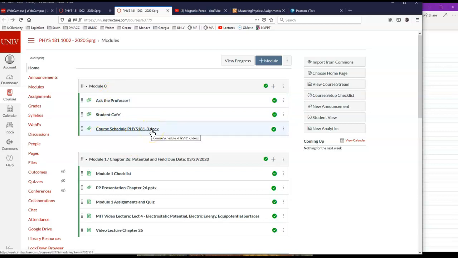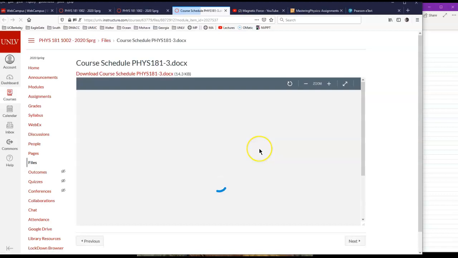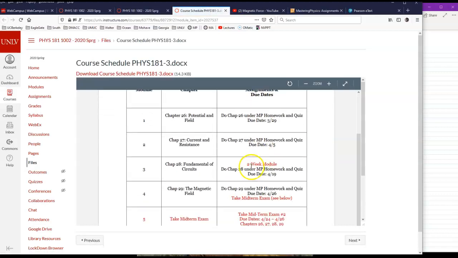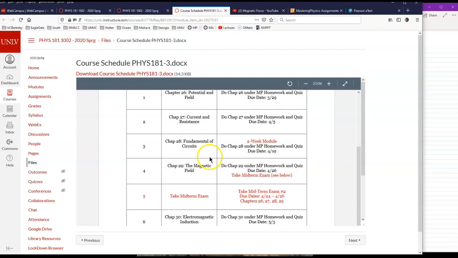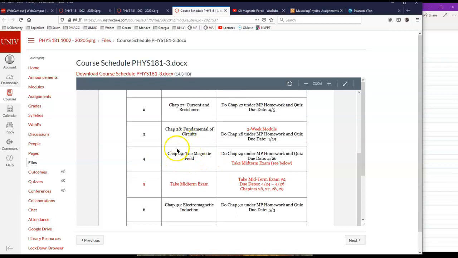If you click on that, you will see the schedule right there, and it's divided into weeks or modules. We are right now in Chapter 29, and the due date for the Chapter 29 homework and quiz is on the 26th. I believe the quiz is on a Monday night, right? We changed that. But keep in mind that the midterm exam is going to be this coming week, okay?